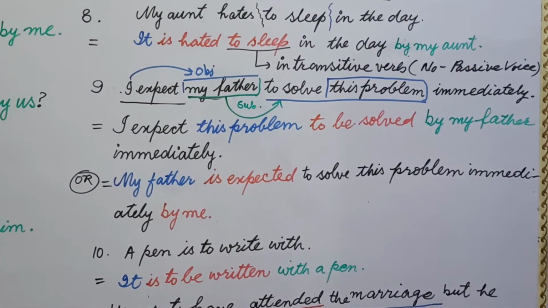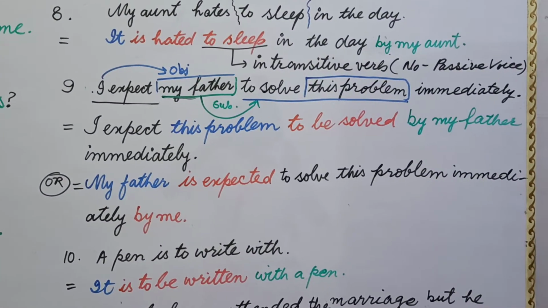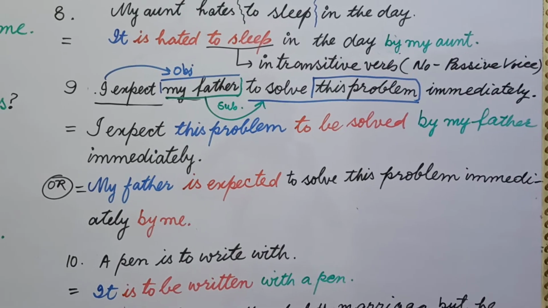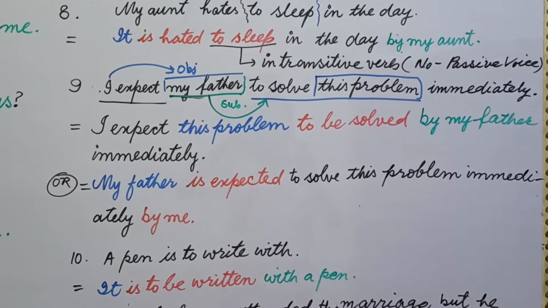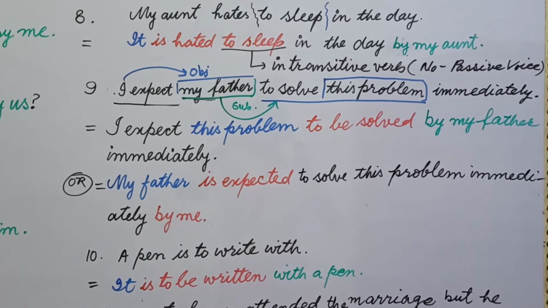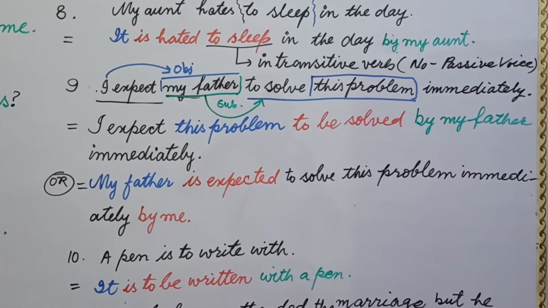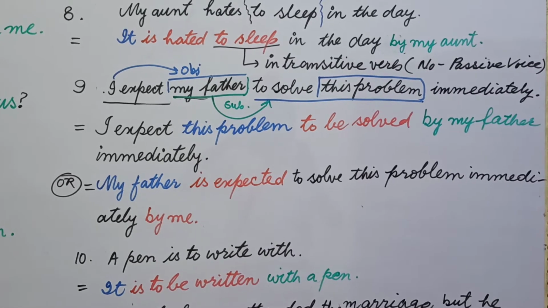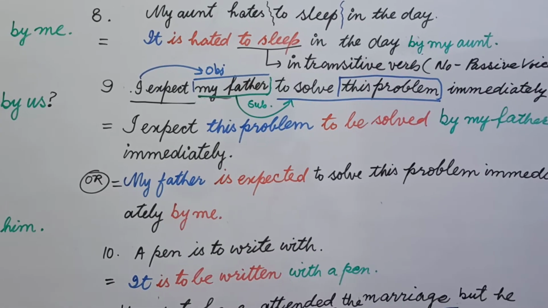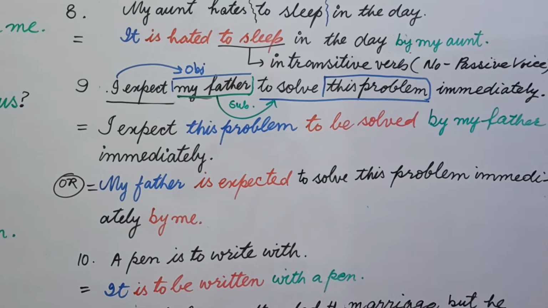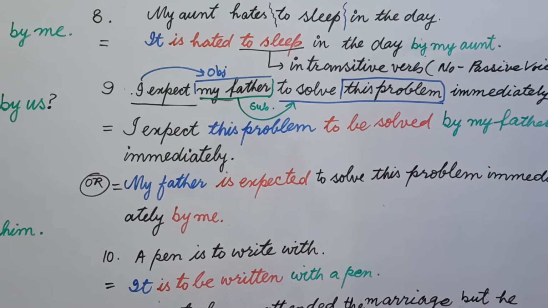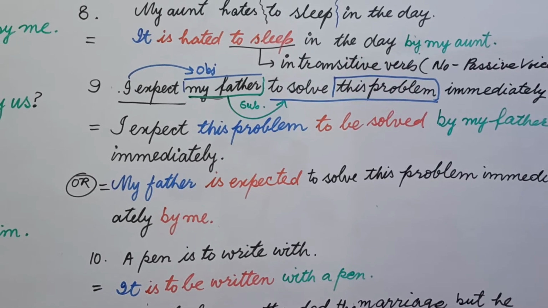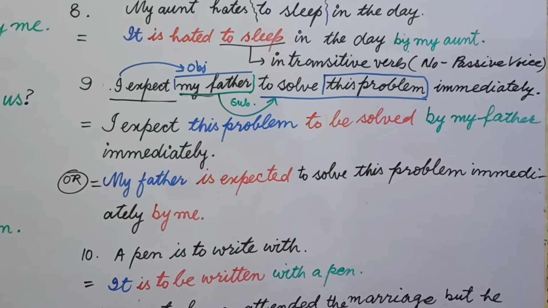Now let's come to example number 8. This example number 8 is based on a long sentence. It is not based only on the main verb, nor only on the infinitive, but both the finite and non-finite verbs are placed here. Now it's getting confusing. You see, my aunt hates to sleep in the day.